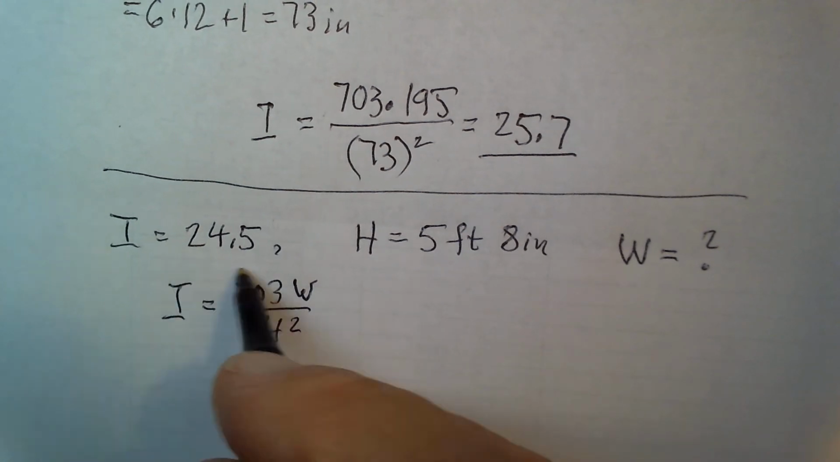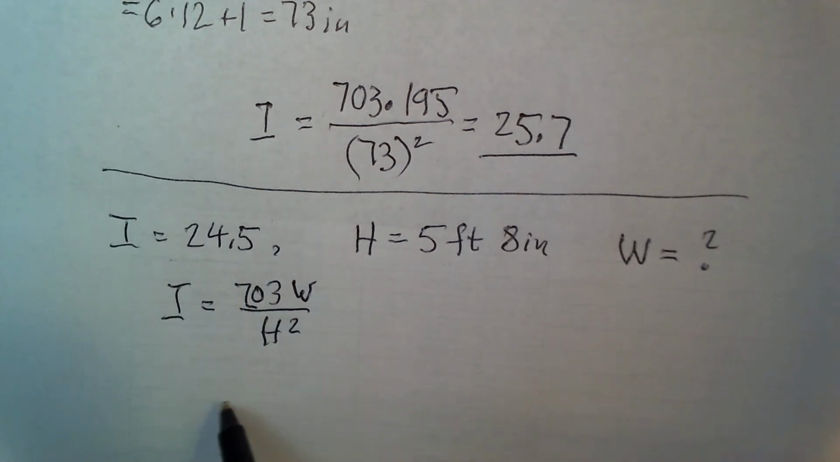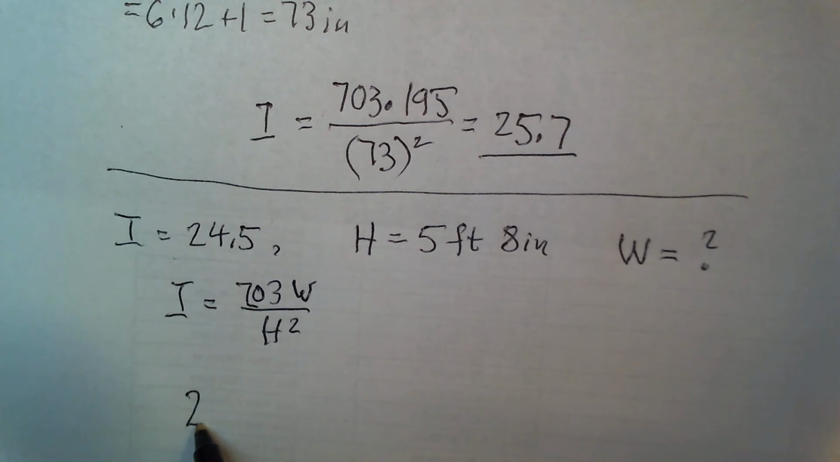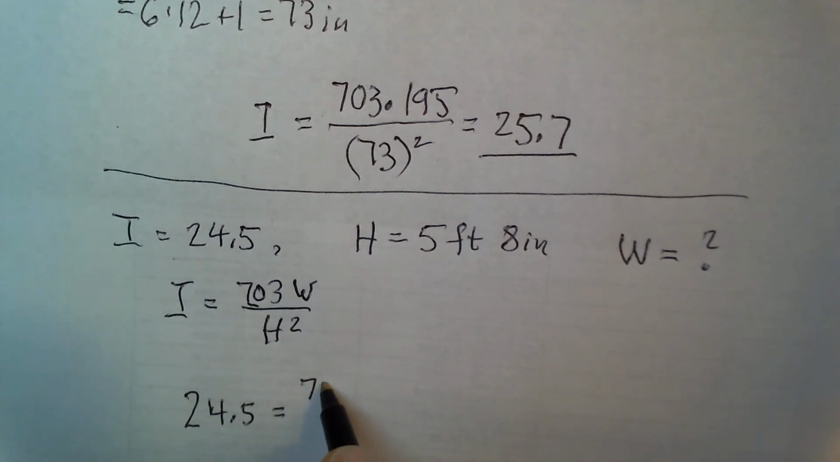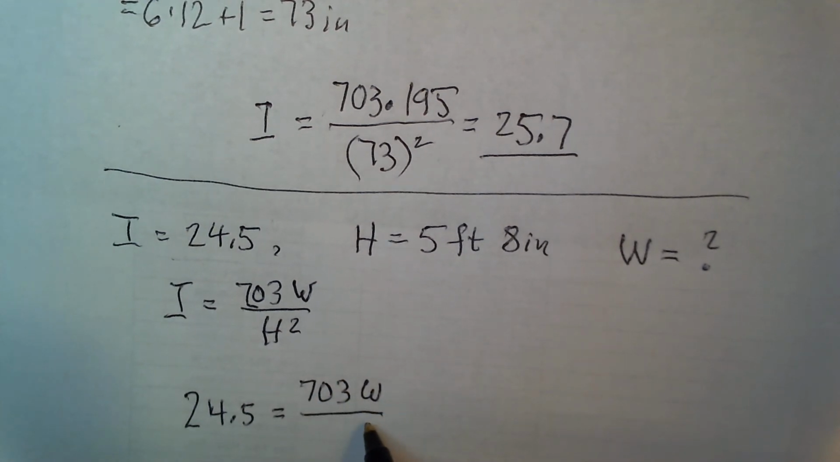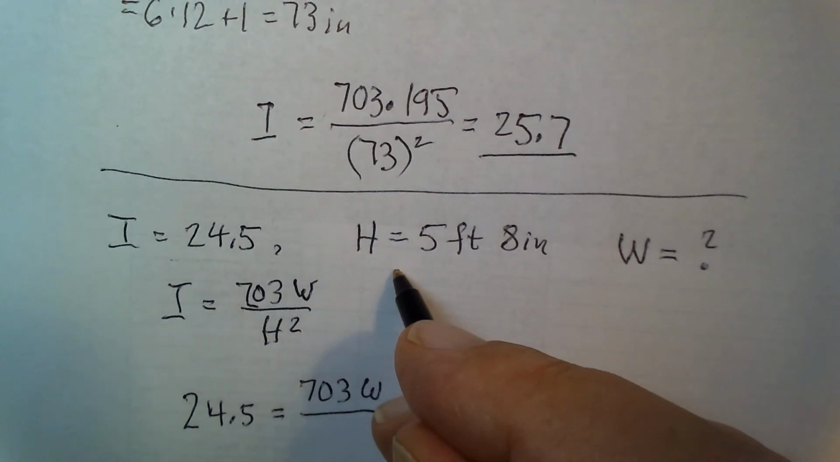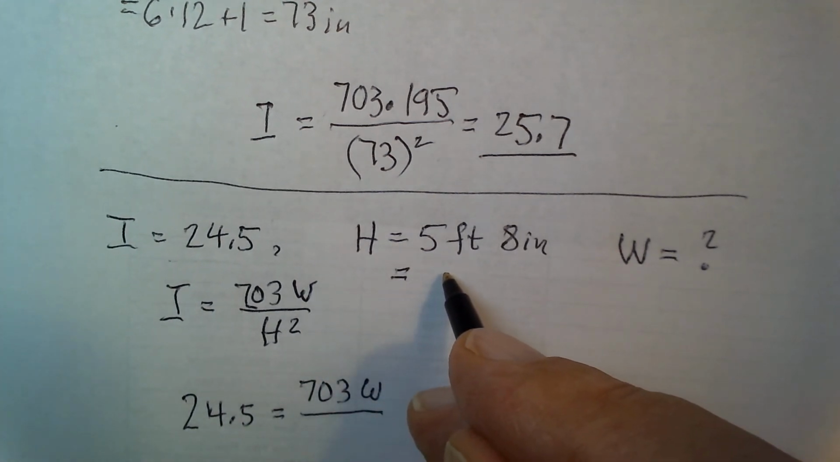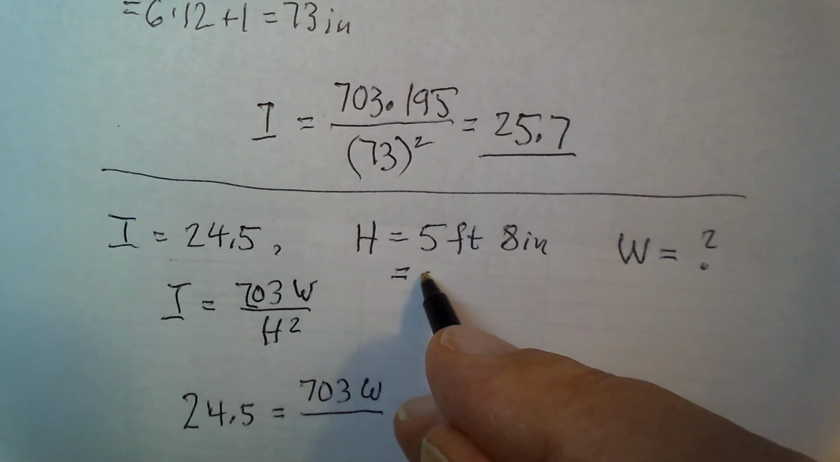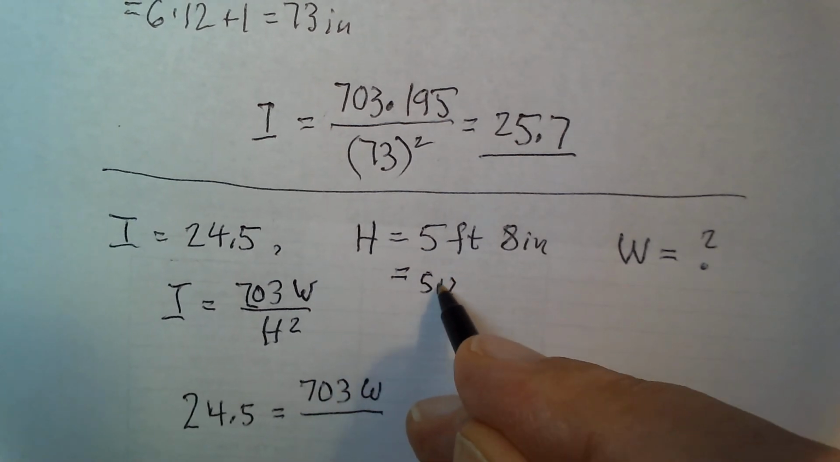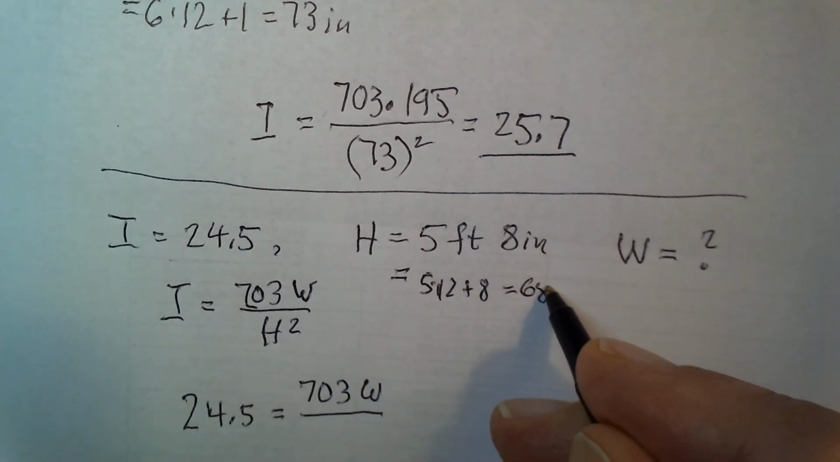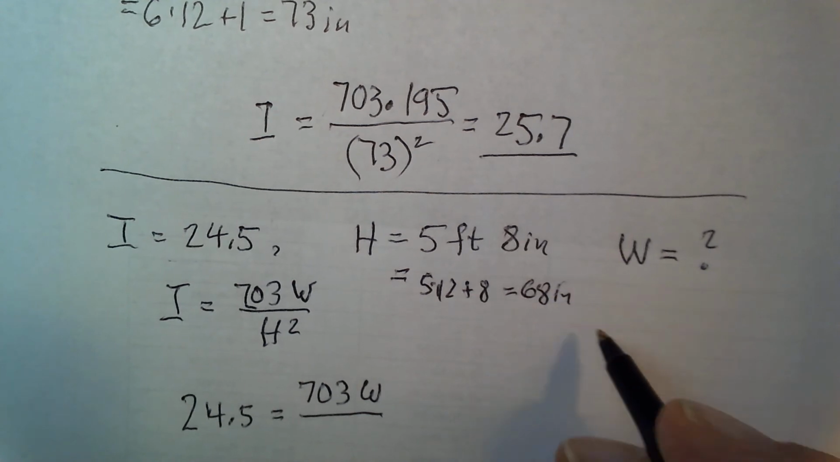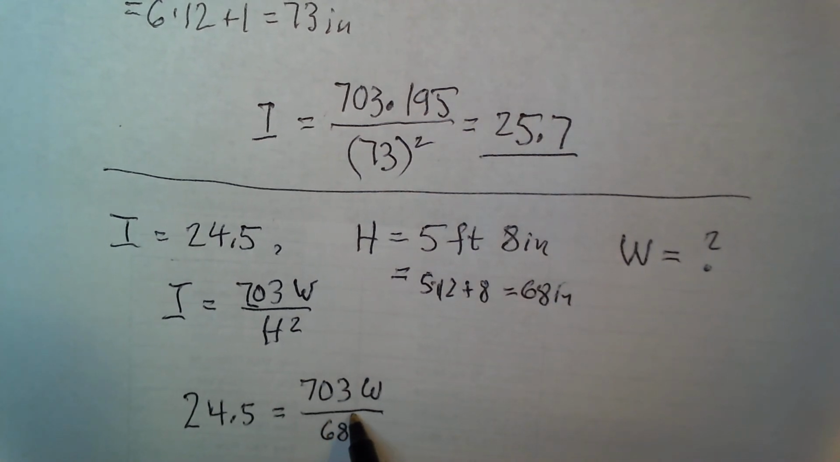So here we know what the body mass index is. So we know it's 24.5 equals 703 W divided by h squared. So we need to convert the height into inches. So it would be 5 times 12 plus 8 would be 68 inches. So we square that, 68 inches squared.